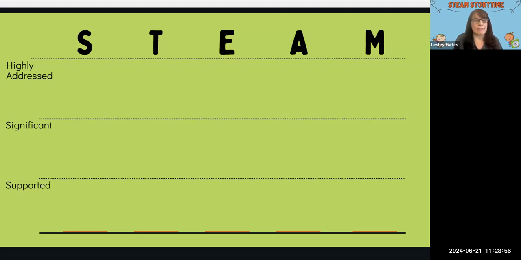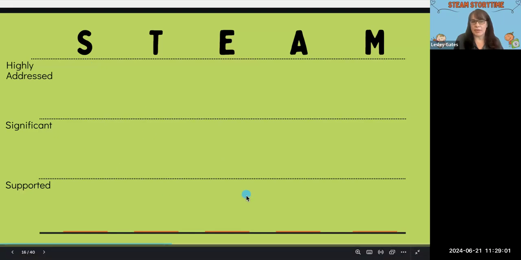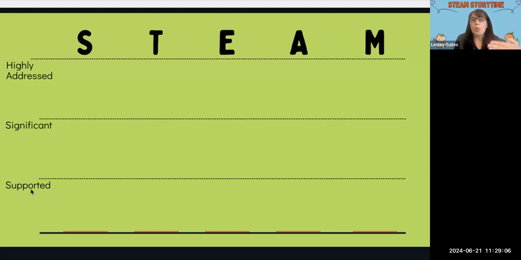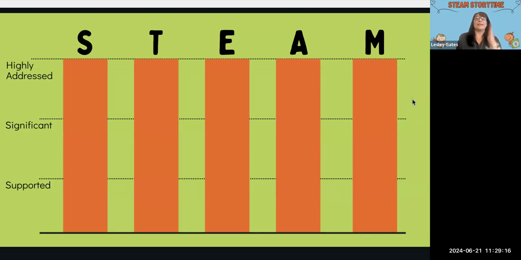So I think of this little graph, super easy, where I think of each of the letters, and I think about how much is that letter represented in the lesson that I'm creating or the activity that I'm doing. For instance, I always like to put this up here because when we think STEAM, we think, oh my gosh, I need a lesson or an activity where all 5 letters are highly addressed and all of them are there. And it's just this beautiful thing that's happening.